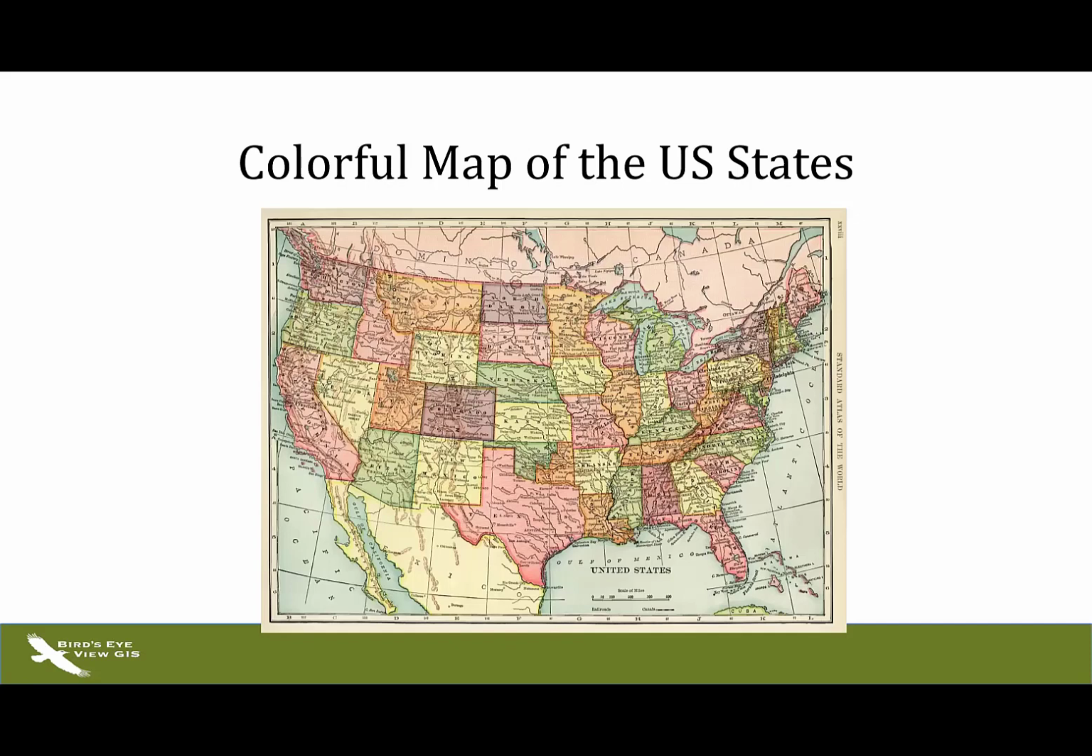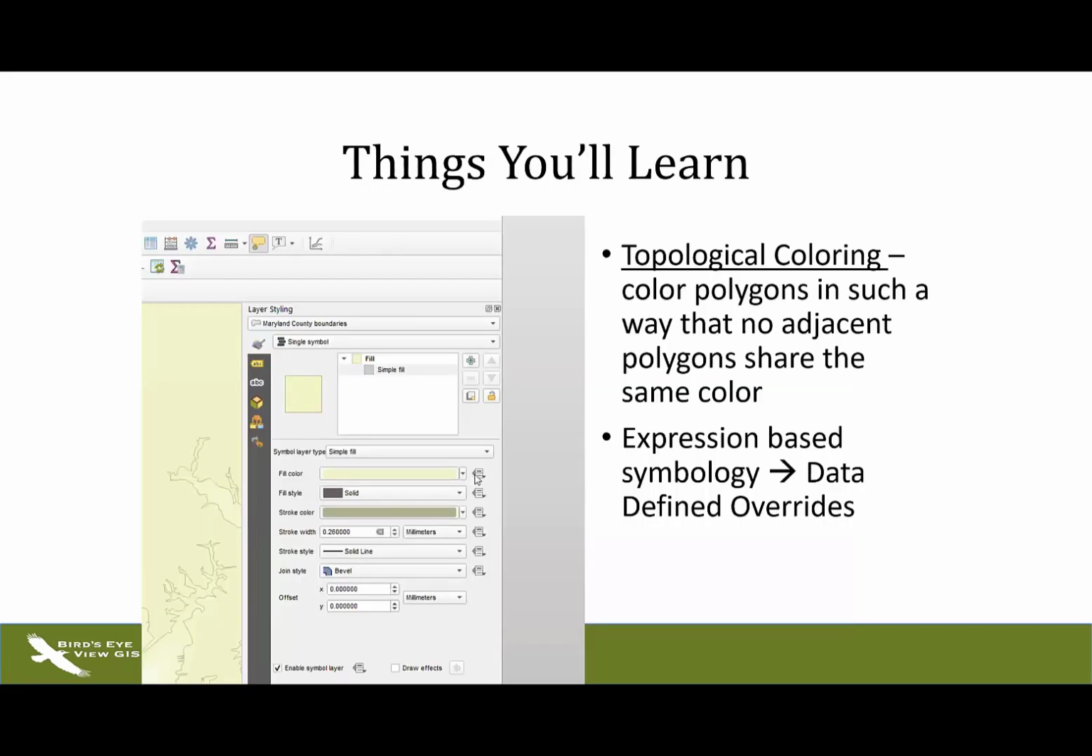So if we go back to this map, you can see that there are no two states that border each other that share the same color. And so that's topological coloring, where you want to color polygons so that you use basically the minimum number of colors, but don't get any adjoining polygons that have the same color. And so what we're going to do is run this topological coloring tool to add an attribute column to our data that we can use to render our data that way.